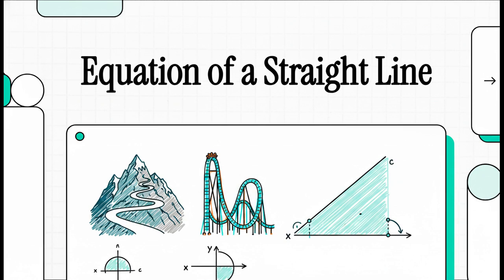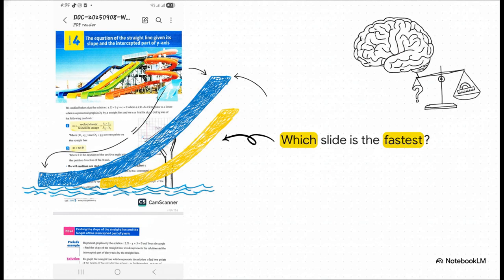Okay, let's dive right in because we are going to completely demystify the equation of a straight line. I want you to imagine standing at the top of these colorful theme park water slides on a blazing hot summer day. Now, intuitively, without writing down a single formula, you already know exactly which one is going to send you flying down to the water the fastest, simply by looking at its steepness, right? You compare the yellow slide to the red slide, and your brain instantly calculates that angle.